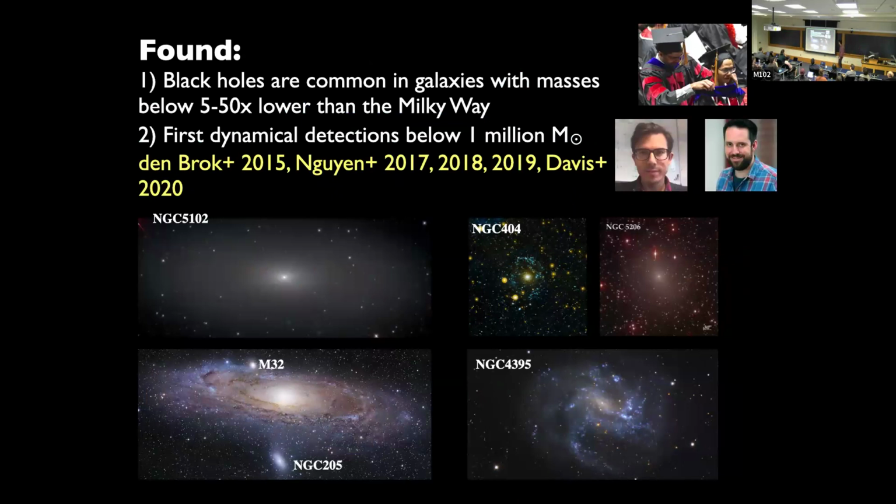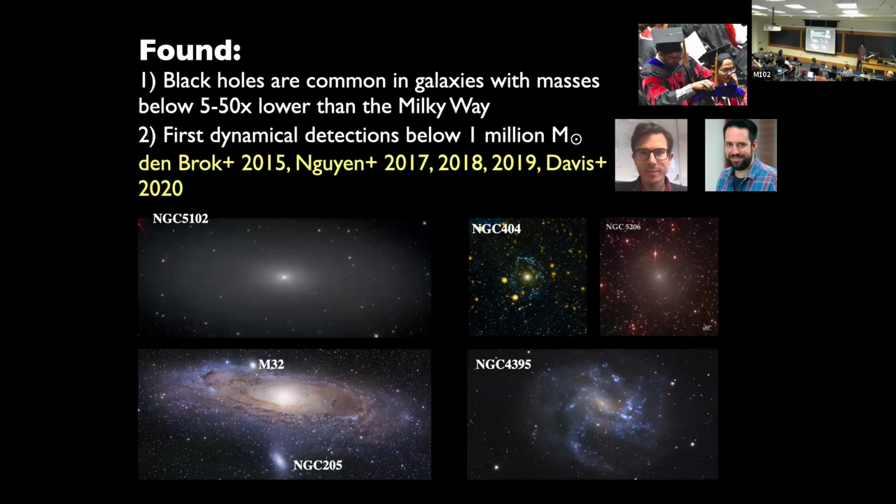We found that black holes are common in galaxies down to about 10 to the 9 solar masses. Here are all the galaxies that we found black holes in. And we found the first dynamical detections of black holes below 1 million solar masses. This is work by my first grad student, Yu Nguyen, and Mark Denbrock, Tim Davis, and others not in my group, but who did publish some of this.